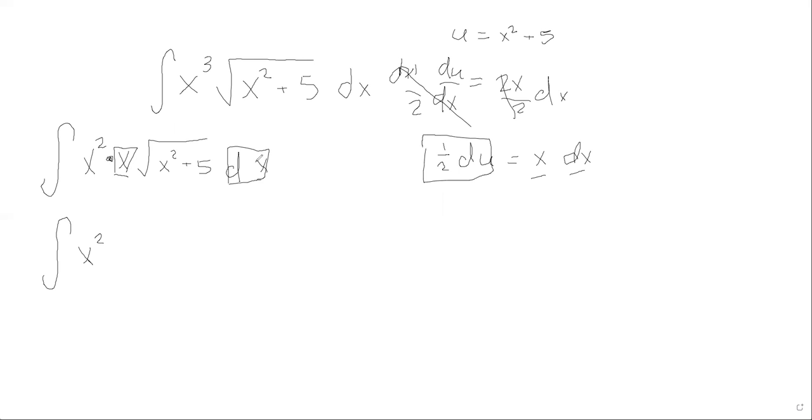They're both going to go away. We are replacing them with 1/2 du. So we have the radical. But actually, you know what? Let's just go ahead and put the function under the radical that we already assigned. We have u is equal to x squared plus 5. Go for it right under the radical.